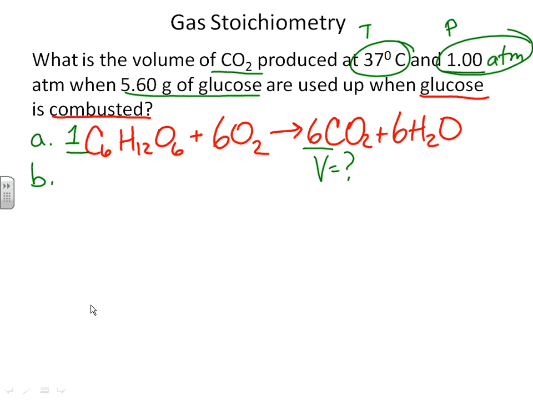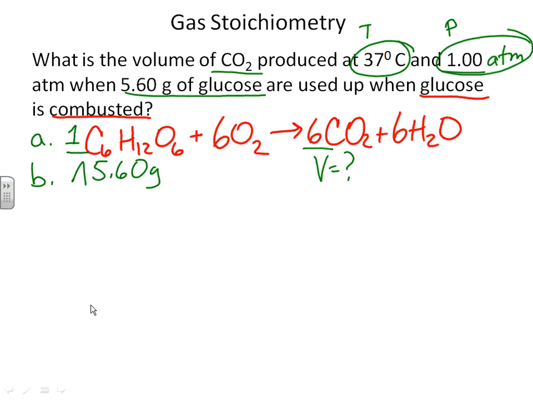5.6 grams of glucose. Okay, so 5.6 grams of this are used up when glucose is combusted. So the problem gave me temperature, pressure, and grams of glucose, and the problem is asking me for the volume of carbon dioxide. You never, ever start your calculations with the compound that the problem is ultimately asking you about. Meaning in this case, we don't start with the carbon dioxide, because we clearly don't know enough about the carbon dioxide if it's asking about its volume.